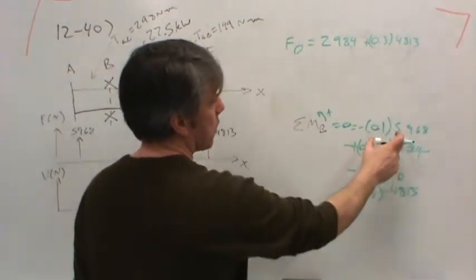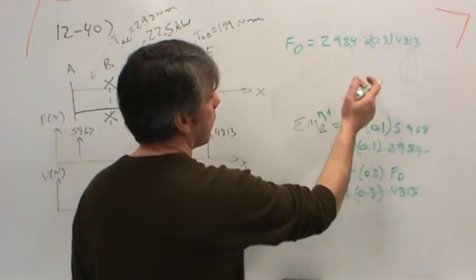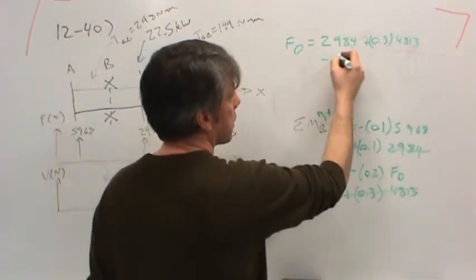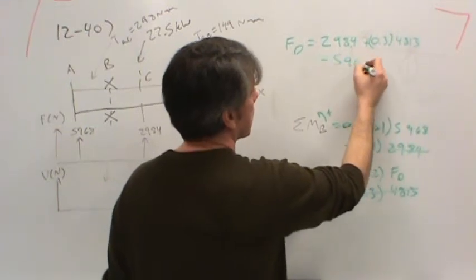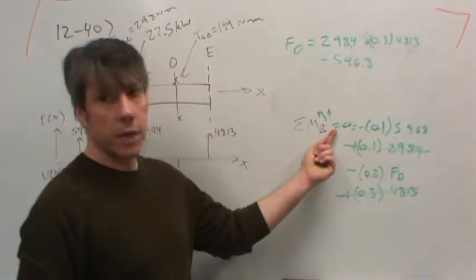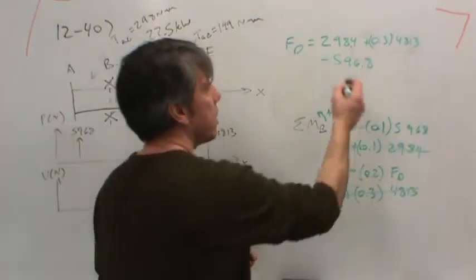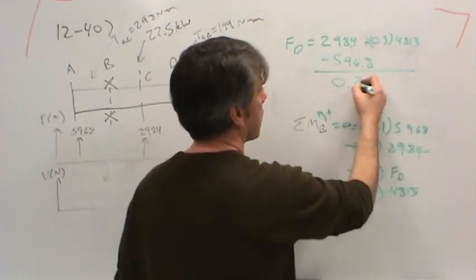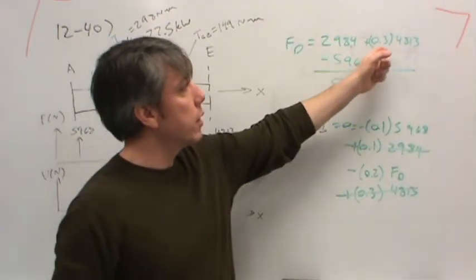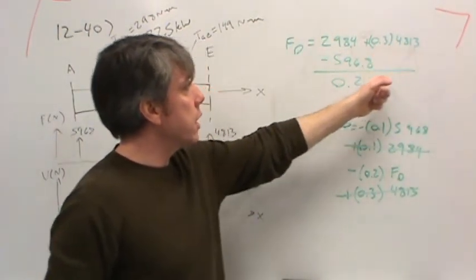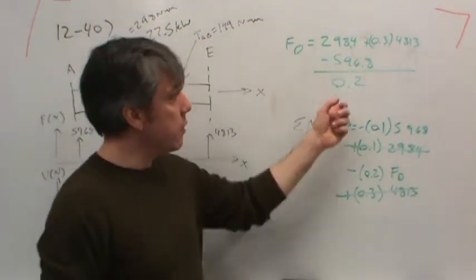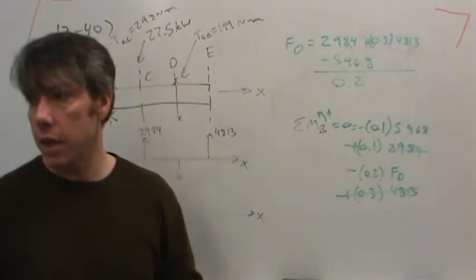And then this term, we'll leave on the same side, so it's minus a tenth. Well, I can do that in my head. So minus 596.8. Now, if I'm solving for it, what I would do is take this to the other side, right? So I would then divide this by 0.2. So add all three of these terms together, 298.4, 0.3 of 4813, and then subtract off 596.8, divide by 0.2, and that should be FD.